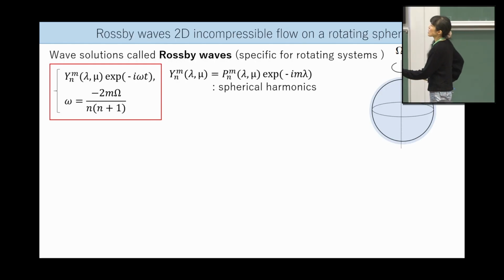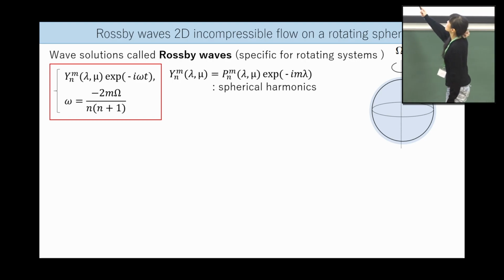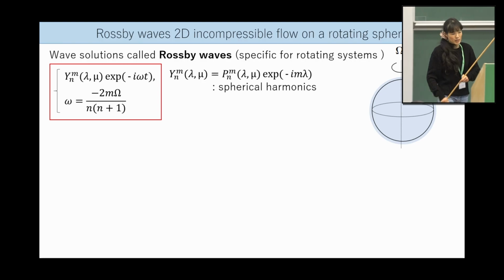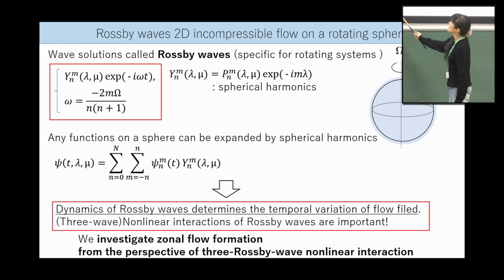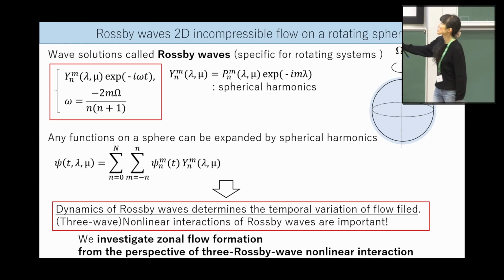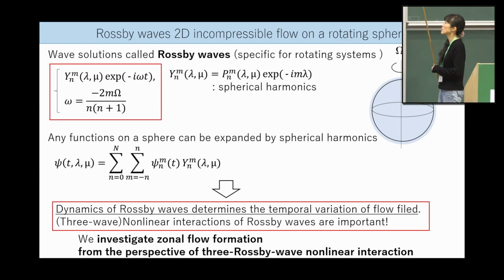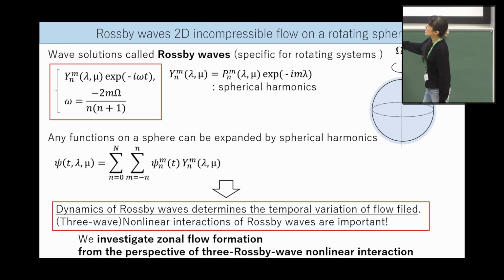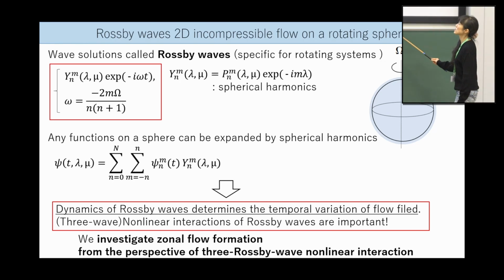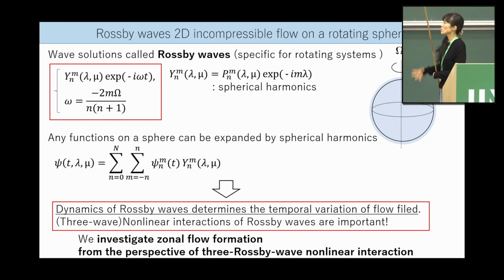In this system, we have linear solutions called Rossby waves. And these Rossby waves take this kind of form. Here, Y is a spherical harmonic, and omega is the frequency of the Rossby waves. Any function on a sphere can be expanded by spherical harmonics, because spherical harmonics are a complete set in spherical geometry, like this. So this means that the dynamics of Rossby waves determines the temporal variation of the flow field completely.